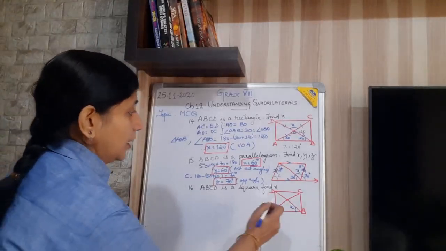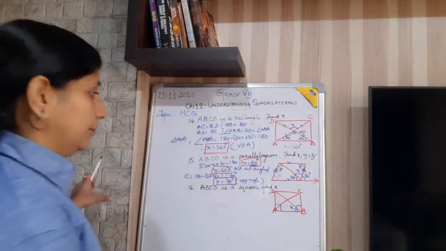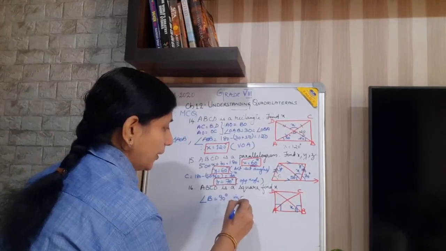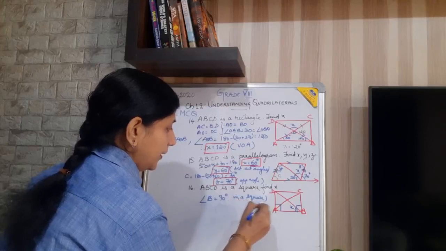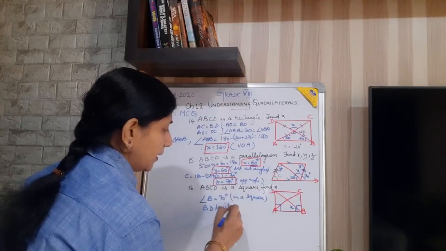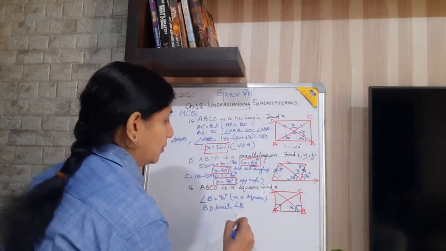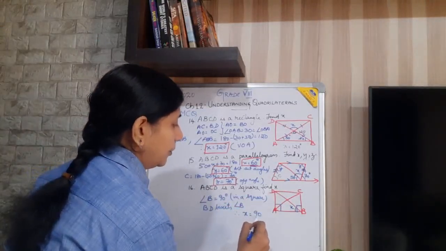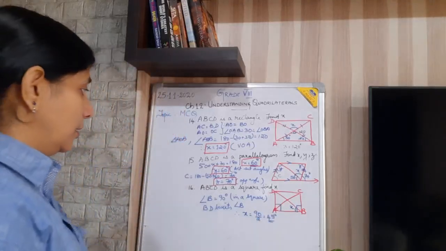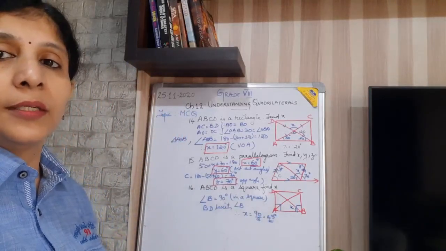So what happens? This is 90 degrees and diagonals bisect the angle. So if angle B is 90 degrees in a square, BD bisects angle B, because the diagonal bisects the angle. Therefore x is equal to 90 by 2, that is 45 degrees. Okay, the diagonals bisect. So you understood? Each angle, angle C, angle D, angle A, everything is 90 degrees.